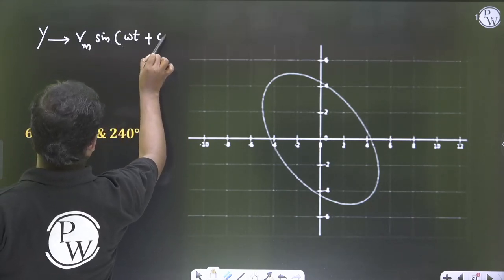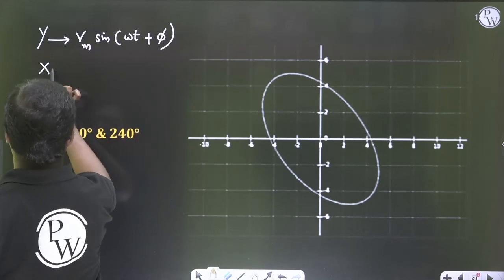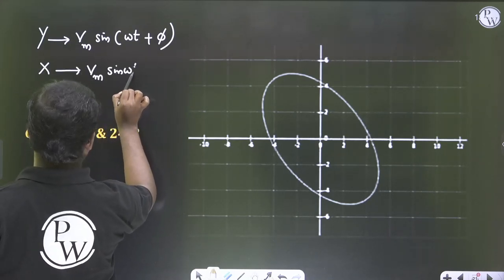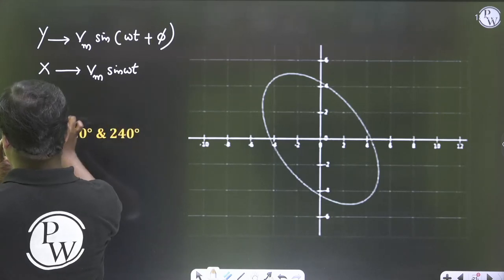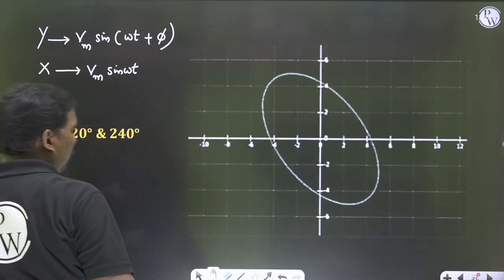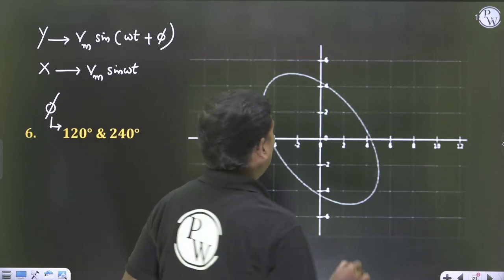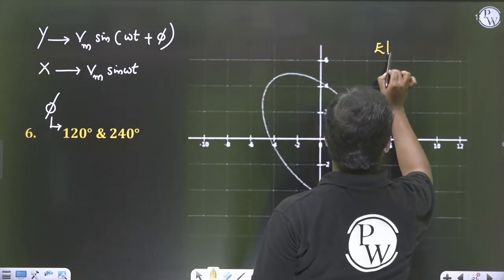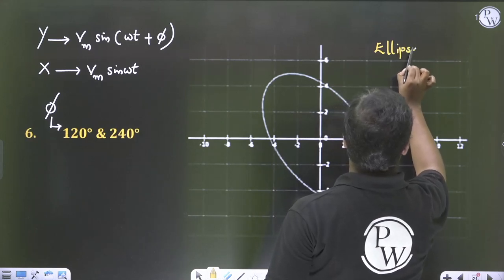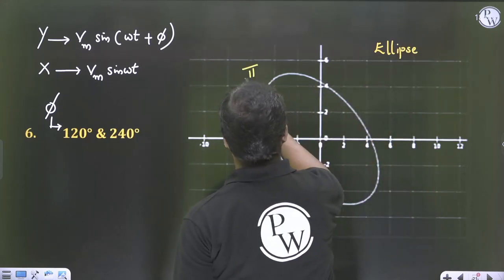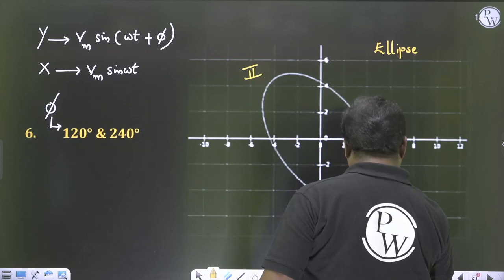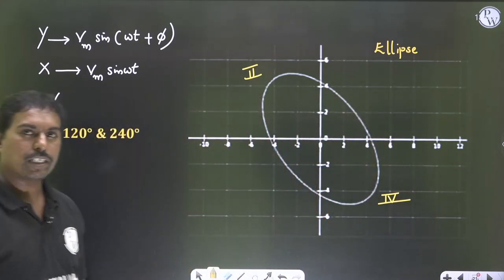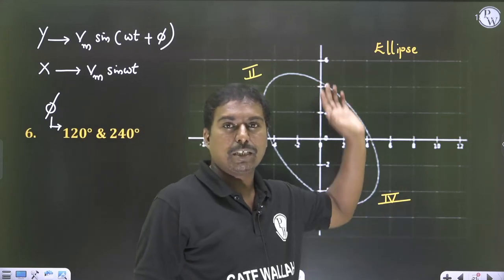Plus phi, and x equals Vm sin omega t. So when the phase angle is 120 and 240, we are going to get an ellipse. But the point to be remembered here is that this ellipse is going to stay in the second quadrant and in the fourth quadrant. Keep that in mind.